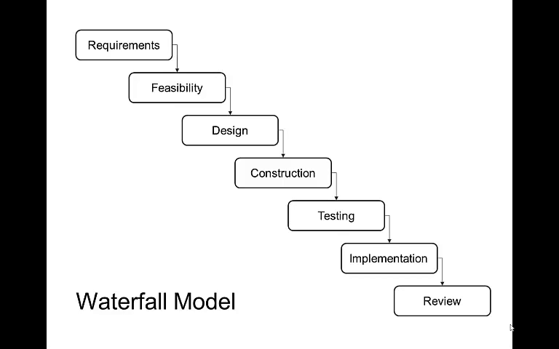Very simple one. Find the requirements. We decide whether it's feasible to undertake to build the system, given the requirements. Presuming it's feasible, we go through a design process. Once we've got a design, we construct it. We can build our physical model, our physical system. We then test it. We then roll it out, implement it, roll it out to the users, and then we take a review of the system.